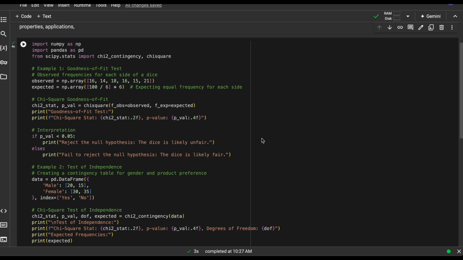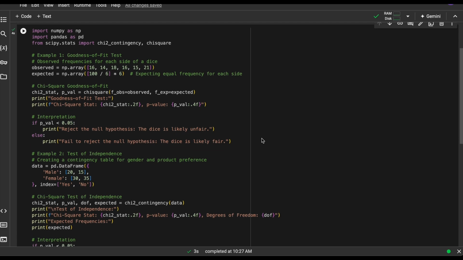An example of the chi-square goodness of fit test: let's say you want to see if a dice is fair. The expected frequency of each side of the dice, 1 to 6, should be equal if the dice is fair. For the hypotheses, the null hypothesis means the dice is fair, each side has equal probability. The alternate hypothesis is that the dice is not fair.